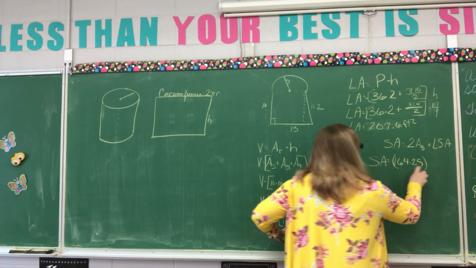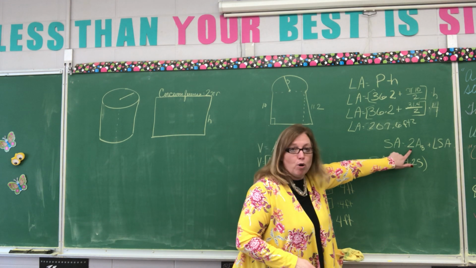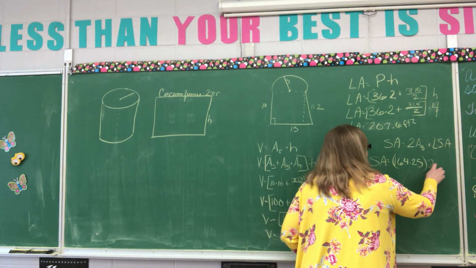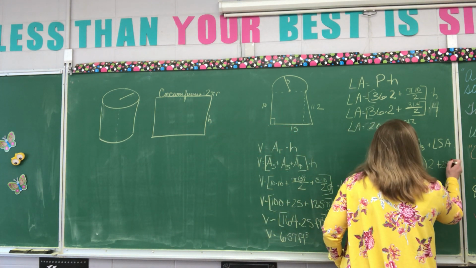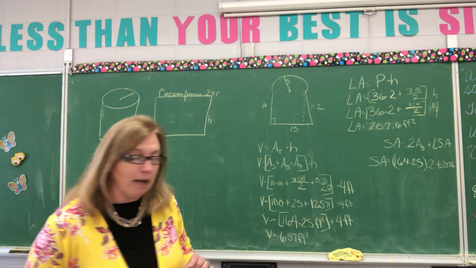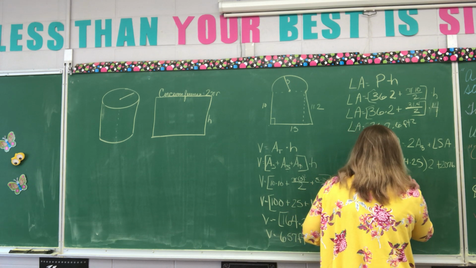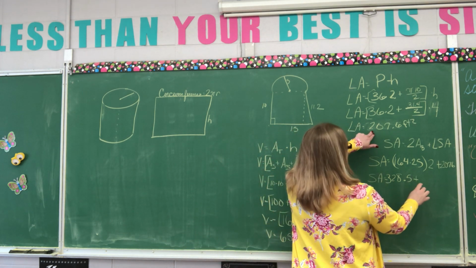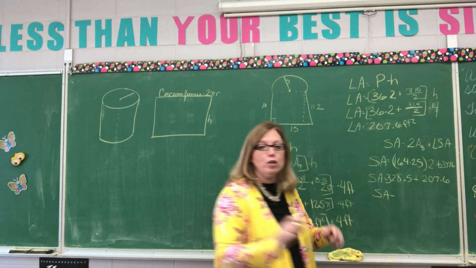I want to take 164.25. And you know what I'm going to do with that? That's the area of my base. What am I going to do? What does it say? Multiply it by 2 because the bottom and the top are going to be the same. So I'm going to multiply that by 2, and then I'm going to add my lateral surface area. Okay, write that in from my earlier problem. So I'm going to say 164.25 times 2, 328.5 plus my lateral surface area, which was 207.6. Now, all I'm going to do is add those together.